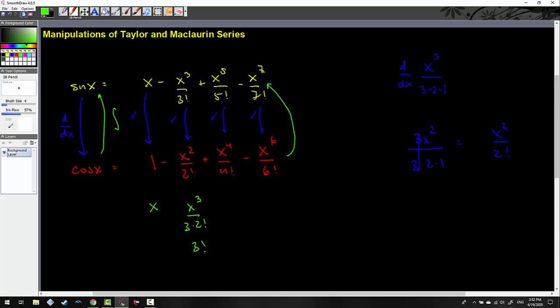Likewise, I would encourage you to pause if you want to and go ahead and derive cosine. What you'll find is you'll end up getting the negative version of sine, which is what the derivative of cosine is. So that's just one more way that you can manipulate these so that you can play around with them.